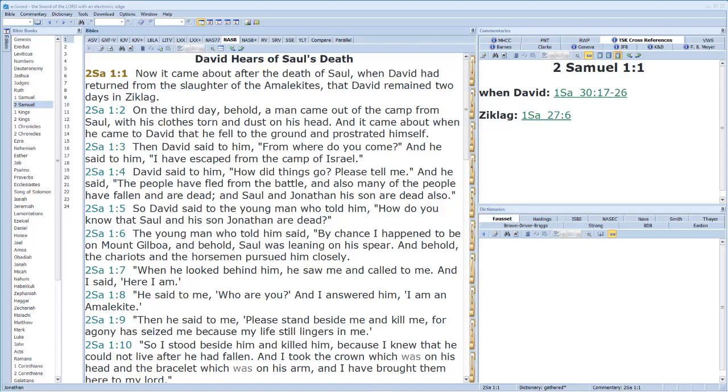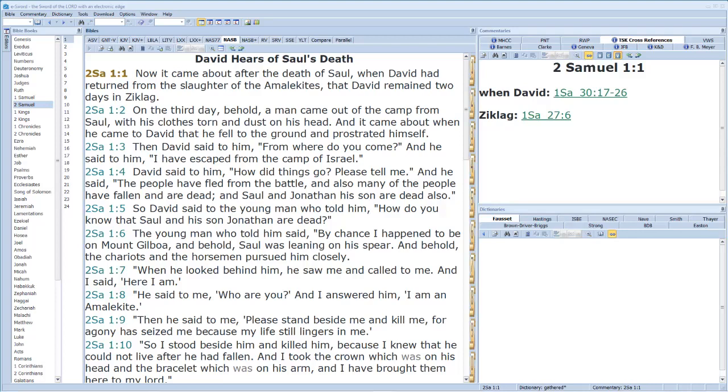Did he hear it from other people that he happened to pass by, or did he see the battle? How did he know? Verse 6 says, and the young man who told him said, by chance I happened to be on Mount Gilboa, and behold, Saul was leaning on his spear, and behold, the chariots and the horsemen pursued him closely. And so basically what this young man is saying is, I'm sitting there watching, and I'm on Mount Gilboa, which is where Saul died and his sons died.